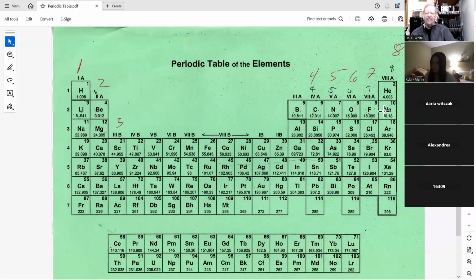And finally, the very last column, underneath the number 8, are the noble gases: helium, neon, argon, krypton, xenon, and so on. And if I were to ask, give an example of a noble gas, well, you could put down argon. Dr. White worked with a lot of argon in grad school when I got my PhD, or krypton, which I've never worked with.